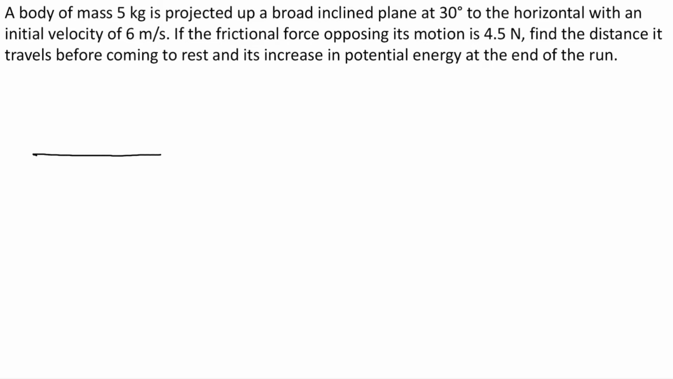So here we have an inclined plane which is inclined at 30 degrees to the horizontal. The vertical height is h. A body of mass 5 kg is projected up a broad inclined plane. So let's say here we have a block or a body of mass 5 kilogram, and that is projected with initial velocity 6 meters per second.